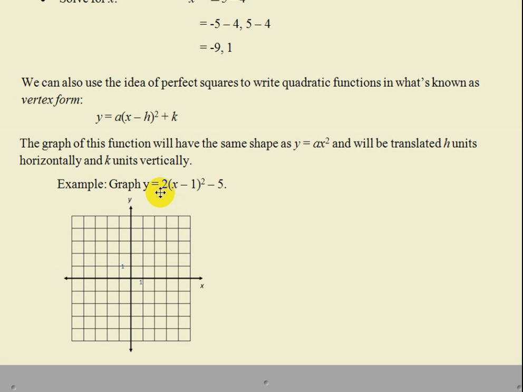So in this case, when we have y equals 2 times x minus 1 squared minus 5, we could set up a table of values, or we could notice that this is in vertex form, and we know that our vertex has an x-coordinate of 1, remember not negative 1, but 1, and our y-coordinate is negative 5.